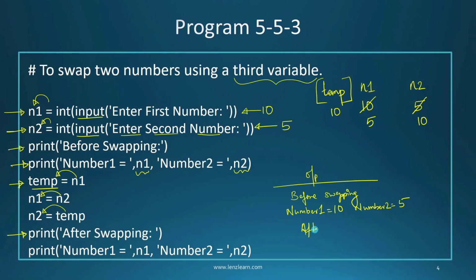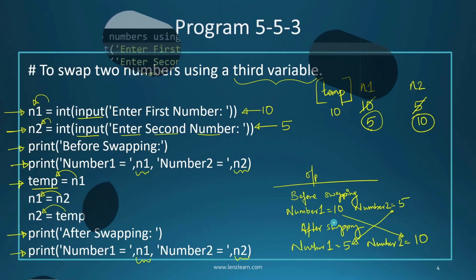And after that, I will print after swapping. So that will come in the output. After swapping, okay, then the last print statement will print the value of number 1 equal to value of n1. So what is the current value of n1? It is 5. So that will be printed, and after that it will print number 2 is equal to value of n2. The current value of n2 is 10. So that will be printed. So here you can see the value of number 1 got copied to number 2. Value of number 2 got copied to number 1.